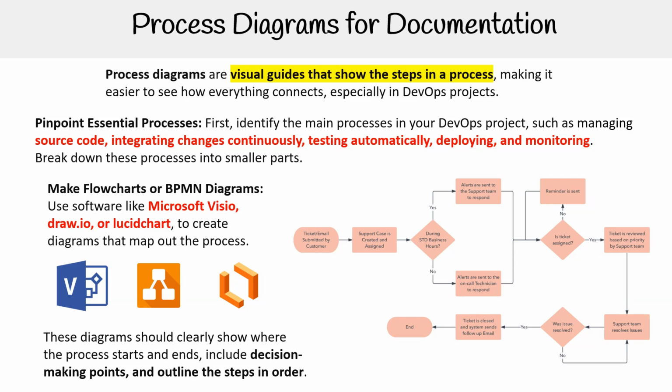On the right, we have a process diagram or flowchart that outlines a customer support procedure. It begins with a ticket submission, followed by case assignment. If during business hours, the support team responds, otherwise an on-call technician is alerted. Unassigned tickets prompt reminders, while assigned ones are prioritized for review and resolution by the support team. The process cycles until issues are resolved, culminating in ticket closure and a follow-up email.